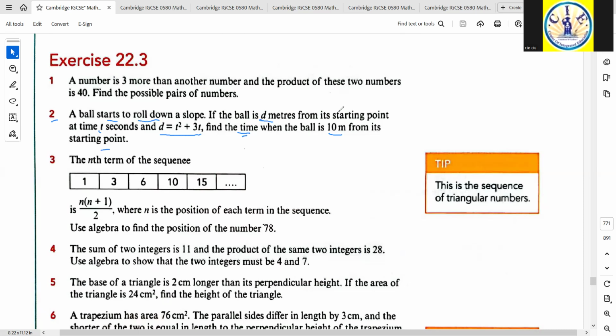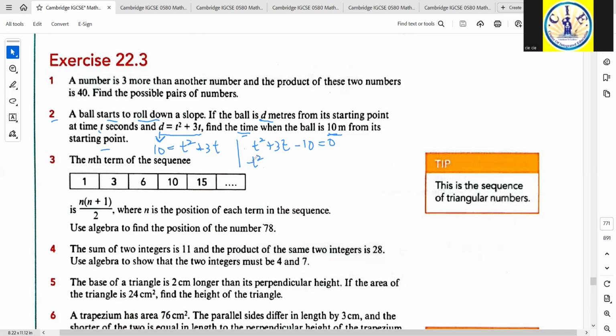So the distance in this case is given to be 10. So we need to solve it replacing d with the value, that is 10 meters. So 10 equals t squared plus 3t. t squared plus 3t minus 10 equals 0.